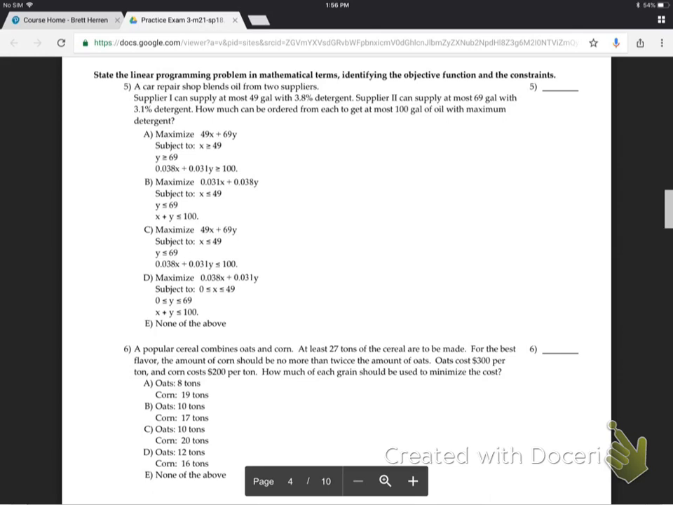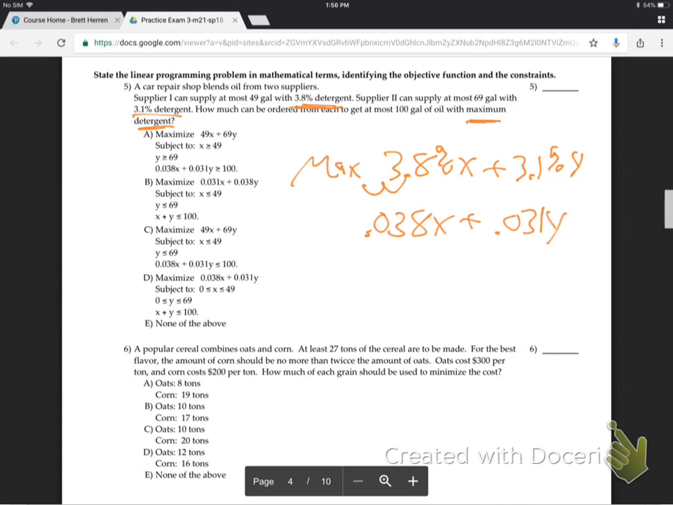So what are we trying to maximize? We're trying to maximize detergent. Well, what's detergent? 3.8% and 3.1%. So you're supposed to maximize those. So you're trying to maximize 3.8% X plus 3.1% Y. Remember, percentages change to decimals. They go back two places. 0.038X plus 0.031Y. So which ones say that? B and D. So far we're down to B and D, or none of the above. A and C are out.